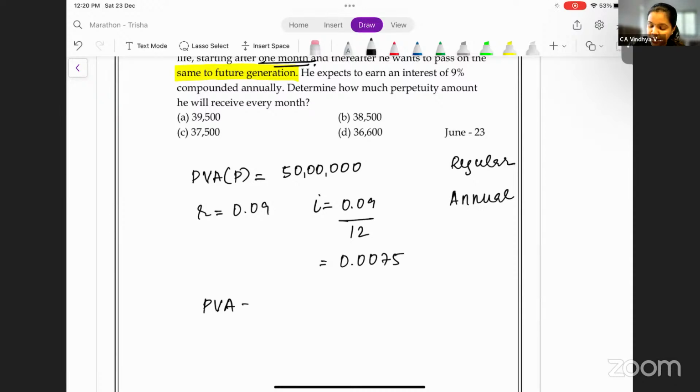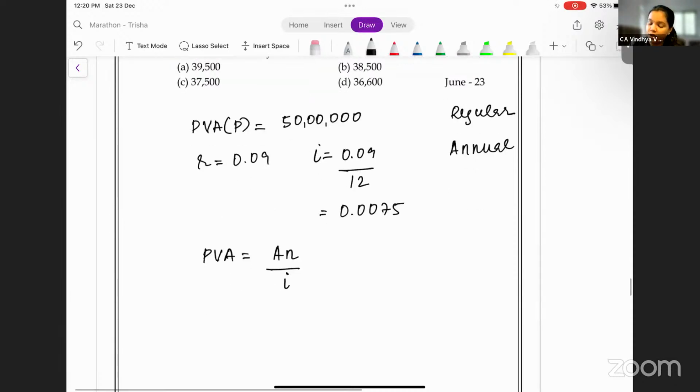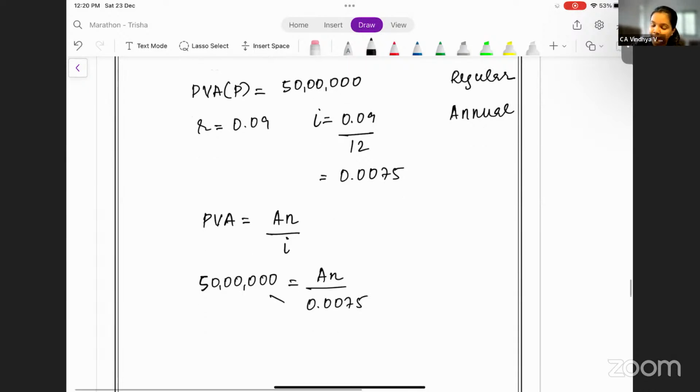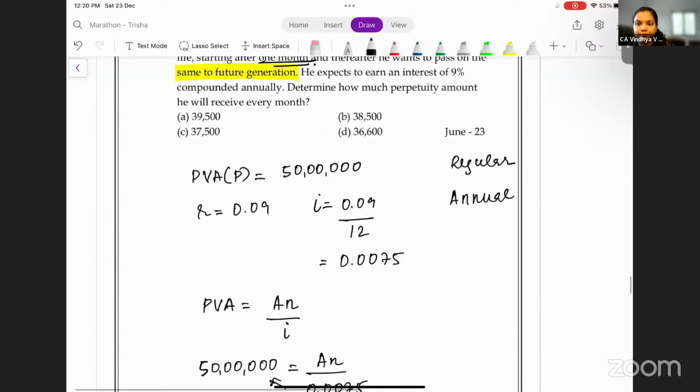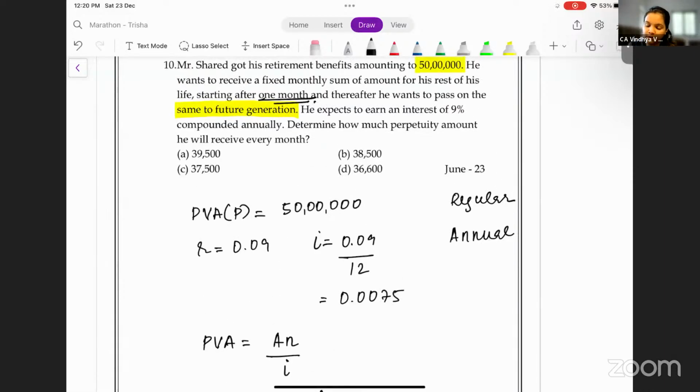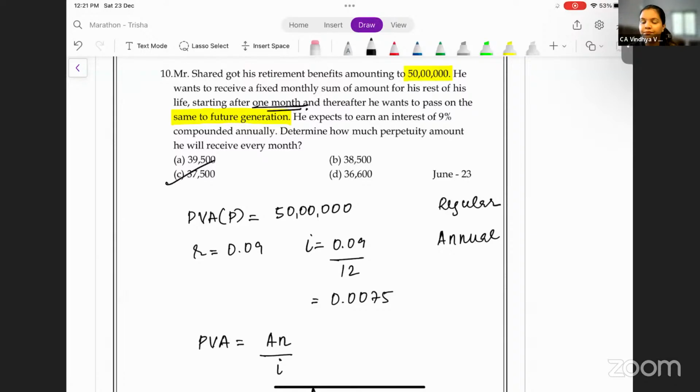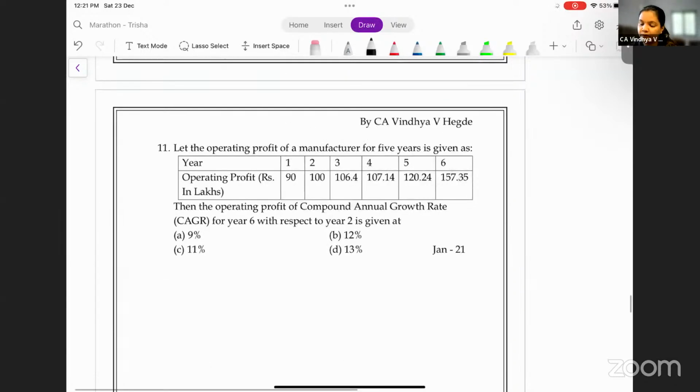So you get 50 lakhs present value annuity is equal to annuity divided by I, because there is no growth. So 50 lakhs is equal to annuity divided by 0.0075. Multiply this, you'll get the annuity as 37.5. Option C. Okay. Yes. Next question.